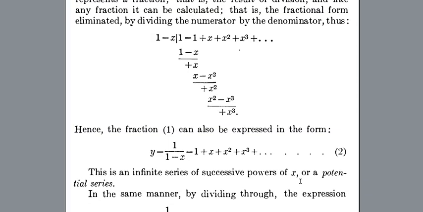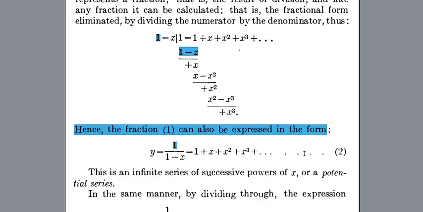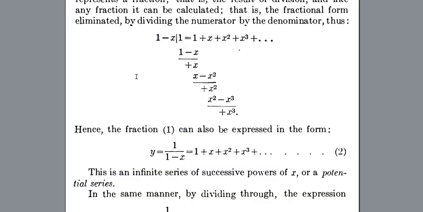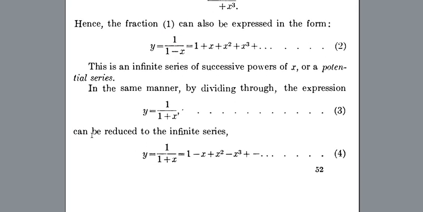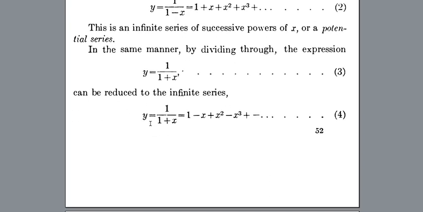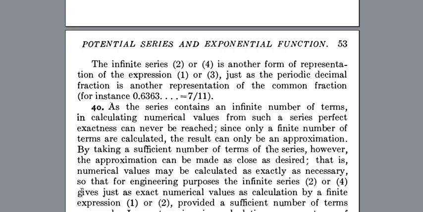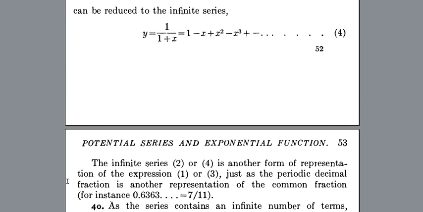For the fraction y equals 1 divided by the quantity 1 minus x, the result of the division is y equals 1 plus x plus x squared plus x cubed, and so on. For the fraction y equals 1 divided by the quantity 1 plus x, a similar process gives y equals 1 minus x plus x squared minus x cubed, and so on. These series represent the fractional expressions in terms of powers of x, where the process of division systematically generates each term.